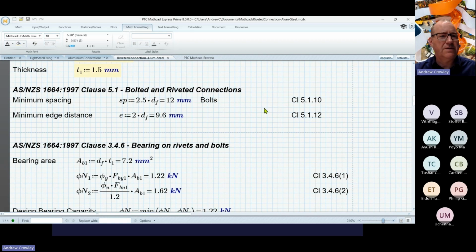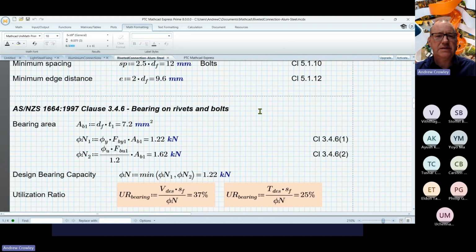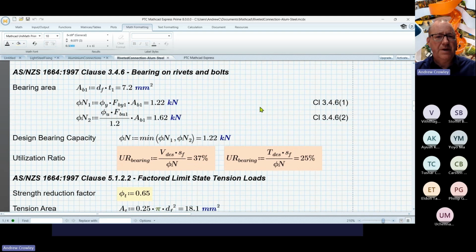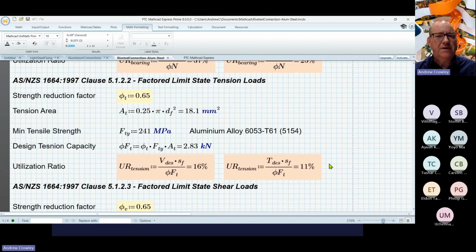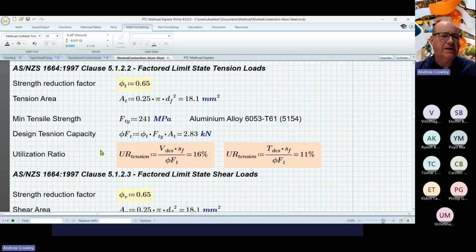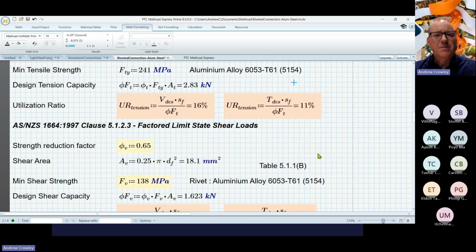A quick check on the minimum spacing and edge distances. A check on the bearing, which we've seen before. And we compare the bearing capacity against the applied shear and against applied tension. Then we find out the capacity under tension. So we have our design tension capacity, not spelled correctly. And then compare it to the applied tension force and the shear force.